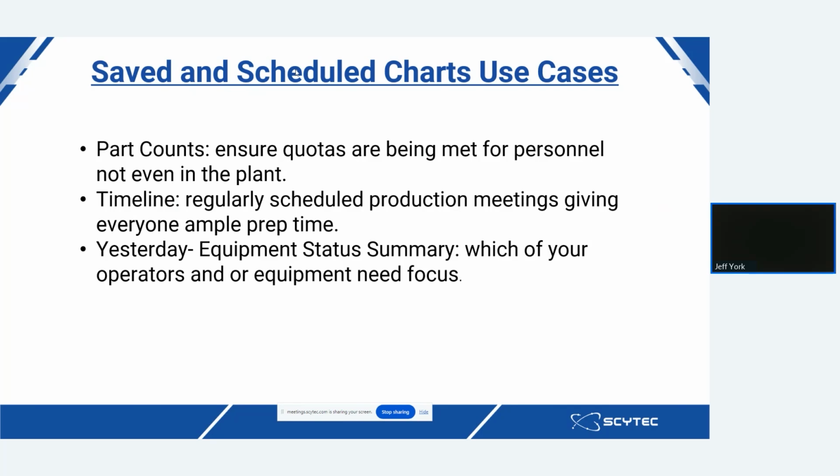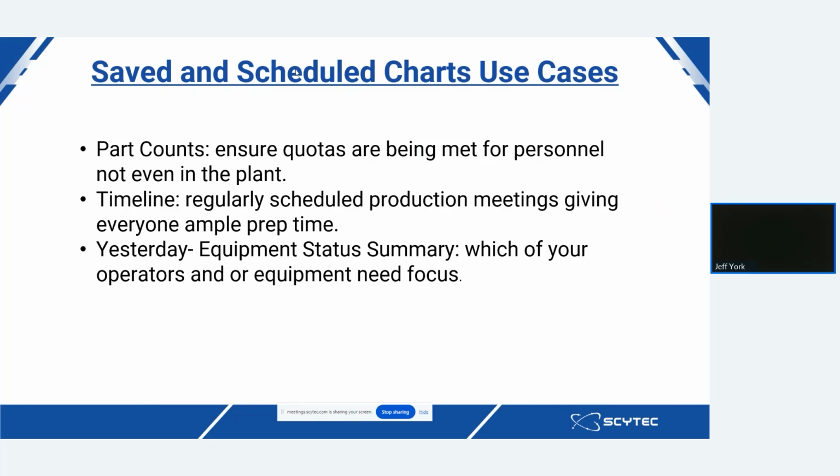Timeline. So we'll say at 7:30 every morning you have a production meeting and you'd like to be prepared for that production meeting. So you can have a scheduled chart sent to you on a recurring basis so that every production meeting you go into it with the previous day's, week's, quarter's, whatever metrics for your shop floor equipment ready to go so that you have some things to speak about during your production meeting.